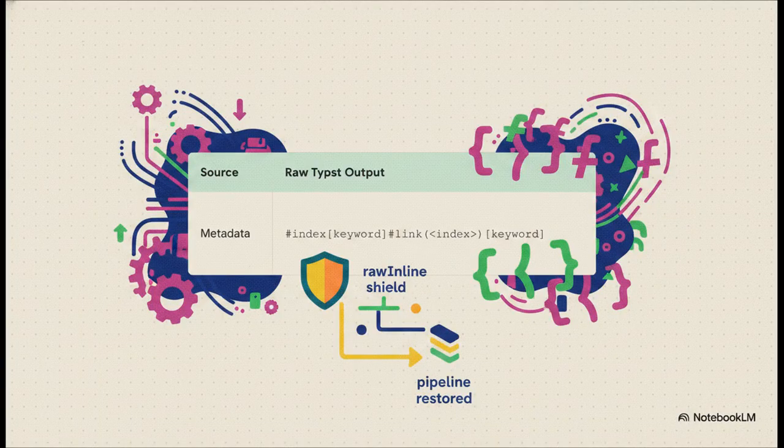And this brilliantly illustrates the exact replacement logic that saved the day. We start by pulling a keyword right from the metadata. Now, by wrapping that raw Typst output, which includes the #, index, the keyword, and the link logic, inside our raw inline shield, the entire string passes safely through the translation step. It arrives in the Typst document perfectly intact. Typst finally sees the #, recognizes it as a system command like it's supposed to, builds the index, and creates the active link. Boom! The pipeline is officially restored.